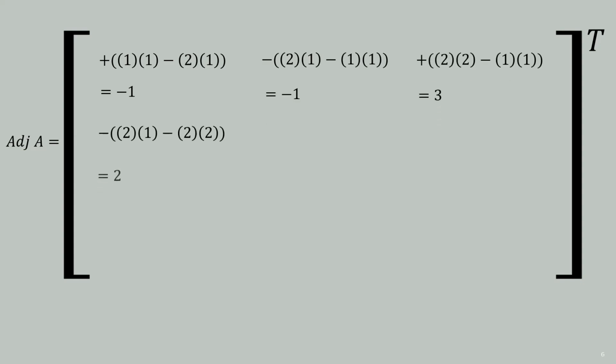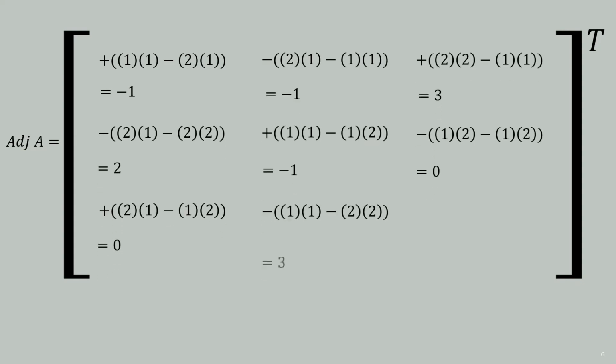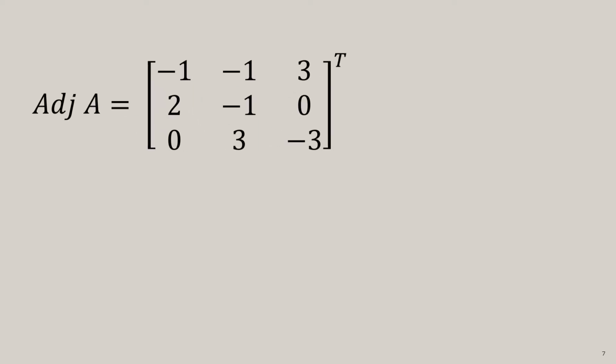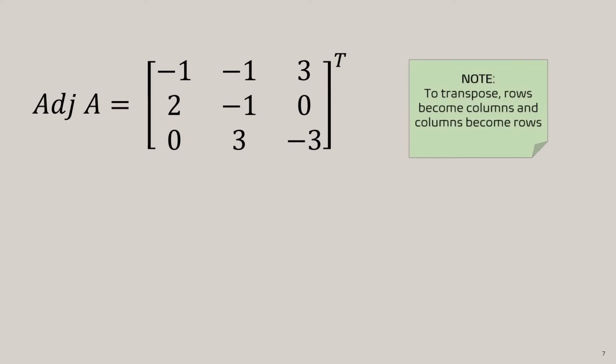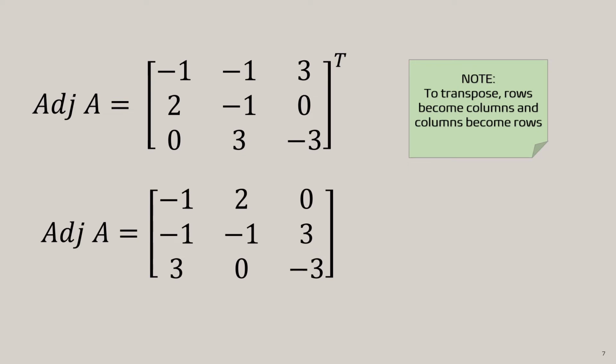So we can calculate it normally like this. And this is not yet transposed, so we must put the transpose sign up here. So you will get this. The adjoint of A is this, but we have to transpose it first. To transpose, we switch the columns to rows and the rows into columns. So we will get this for the adjoint of A.